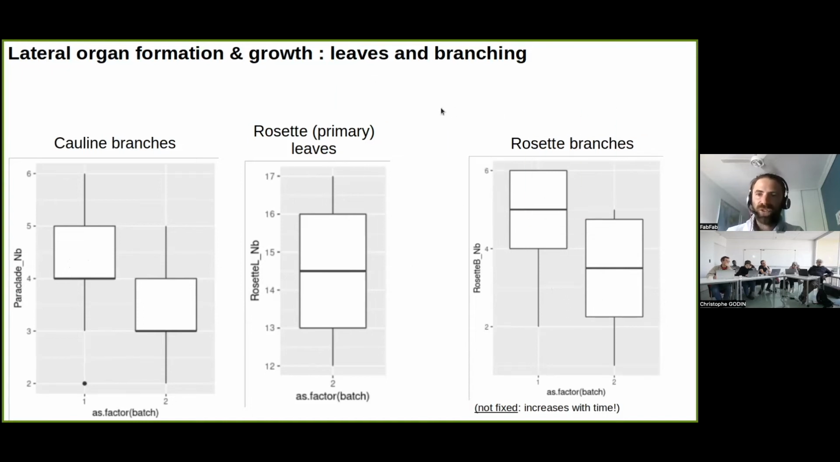But the number of rosette branches increases with time, so it's much more difficult to count than caulline branches, because the number of caulline branches on the main stem is fixed, and once it has been produced, it won't change over the lifespan of the plant. But for rosette branches, new branches emerge from the rosette as the plant gets older.